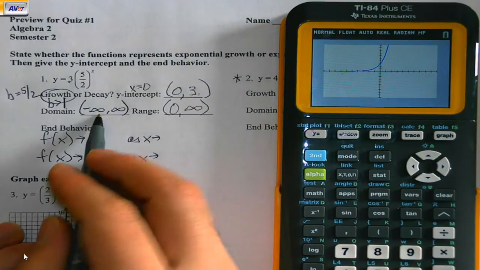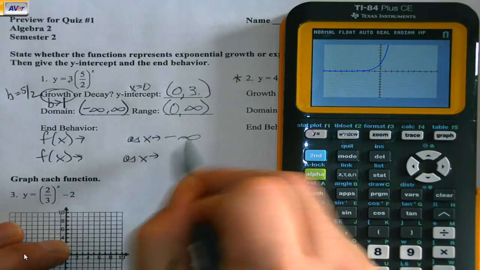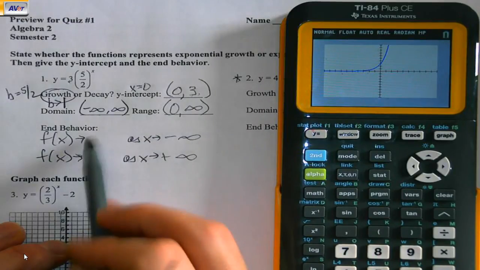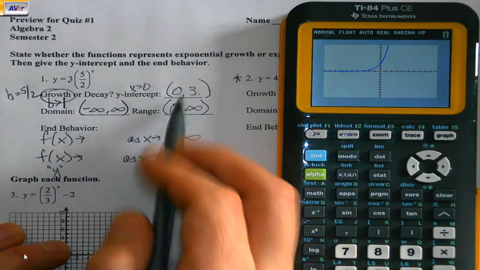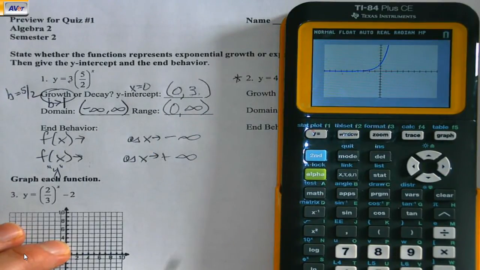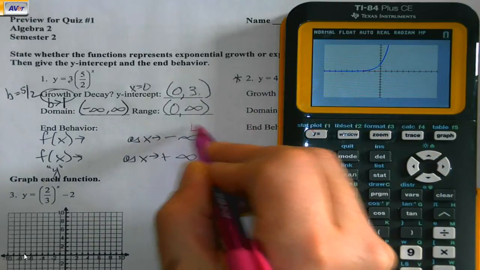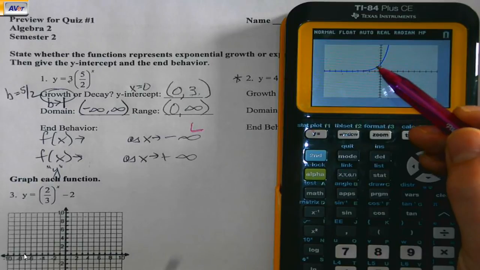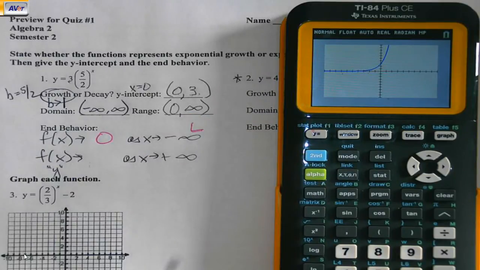Remember, my x's always go with my domain, because that's what domain is. X values left to right. So that part should be easy. But then my f of x's, remember, are just a fancy way of saying y equals. So it's going to be these two values, but I got to figure out which one's which. So as I look at this, as x goes towards negative infinity, as x goes to the left, and labeling that is probably not a bad idea, is y getting closer to 0 or going up forever? Well, it's getting closer to 0. So that's what I put in here.